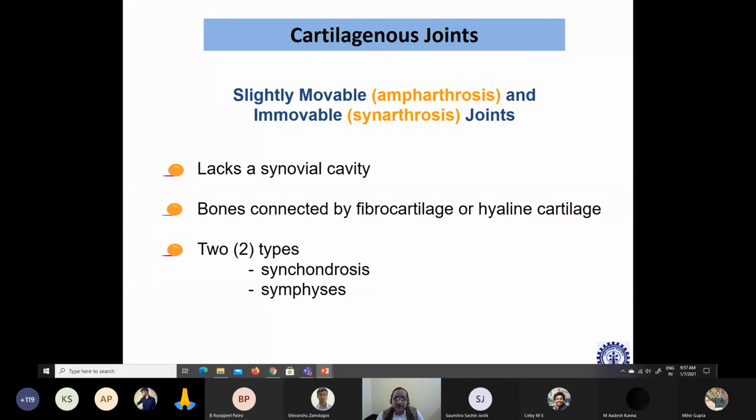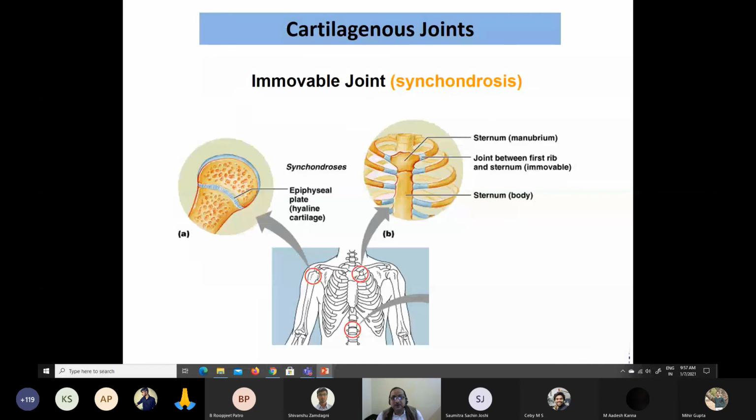Cartilaginous joints are categorized under slightly movable joints. They lack a synovial cavity and can have very small movements. Bones are connected by fibrocartilage or hyaline cartilage. The examples are given here; if you visit the slides, there are supporting figures. Examples are here, particularly in the sternum and rib cage, and also in the vertebral column.